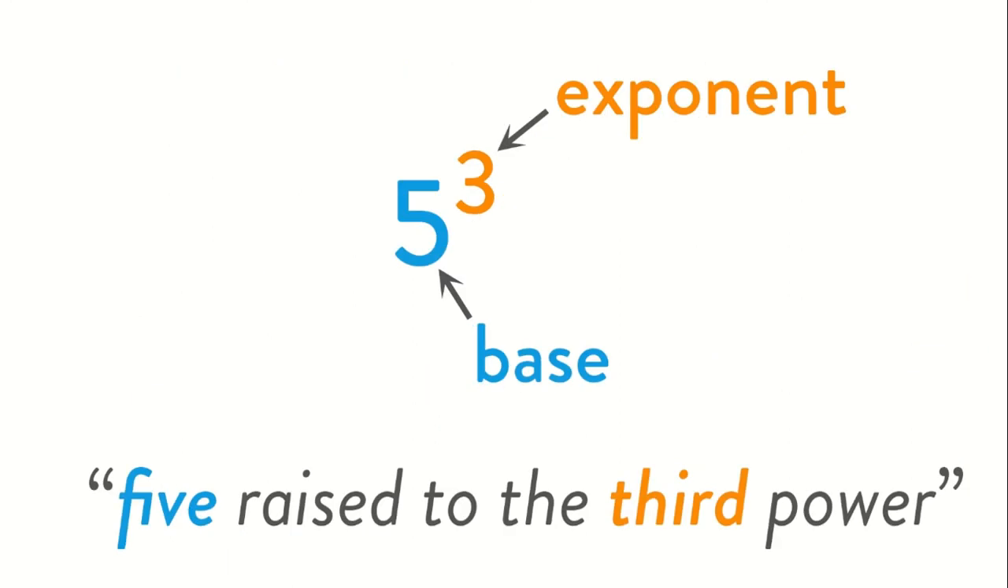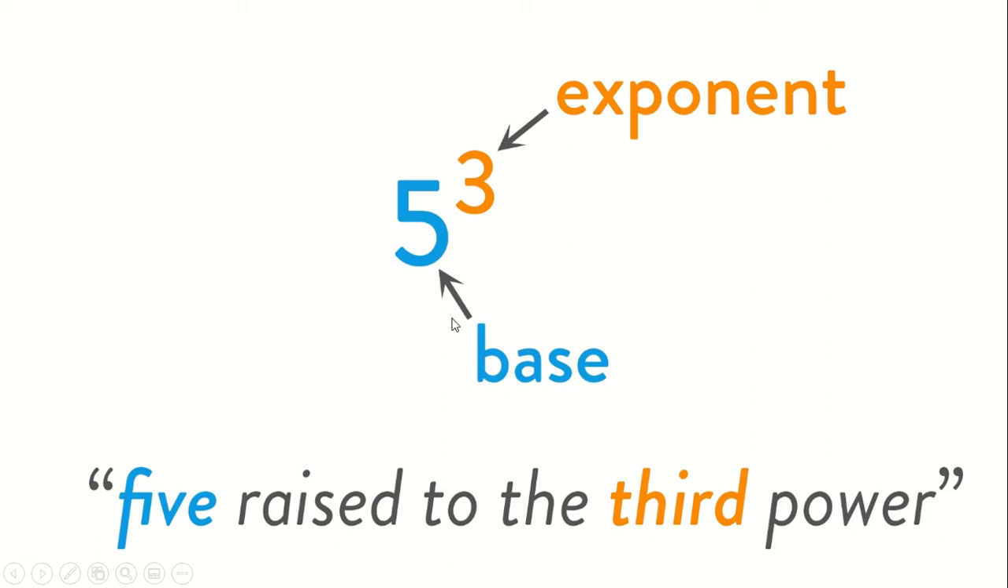We can also read this as 5 raised to the third power. So if this is 2, 5 raised to the second power. If this is 4, 5 raised to the fourth power. But every time we have 3 as an exponent, we can say cubed. And if it's a 2, we can say squared, with a D, okay? Don't forget that. 5 squared, 5 cubed.